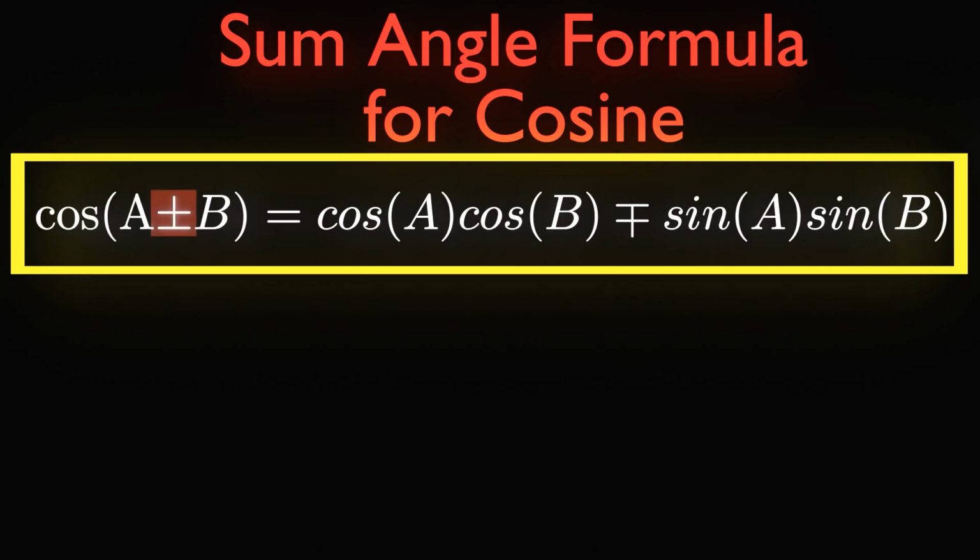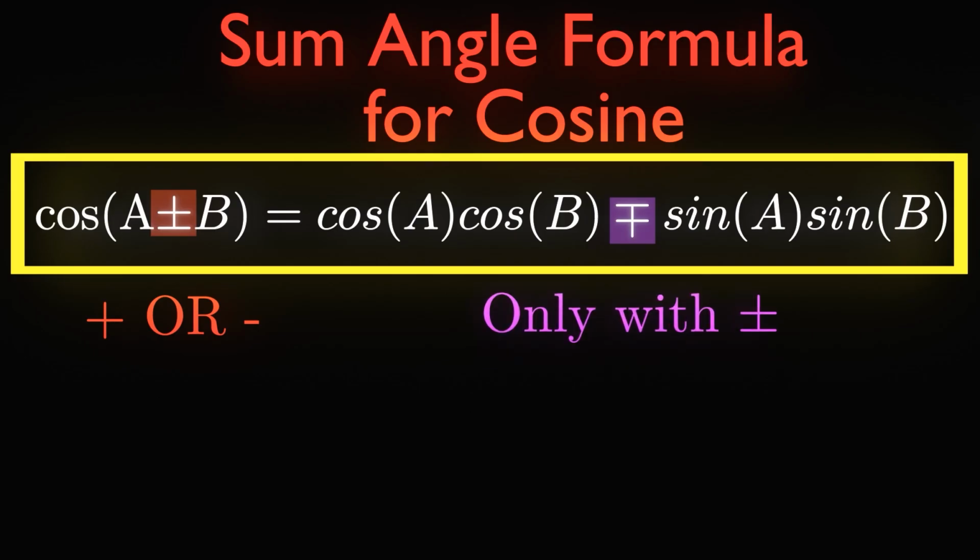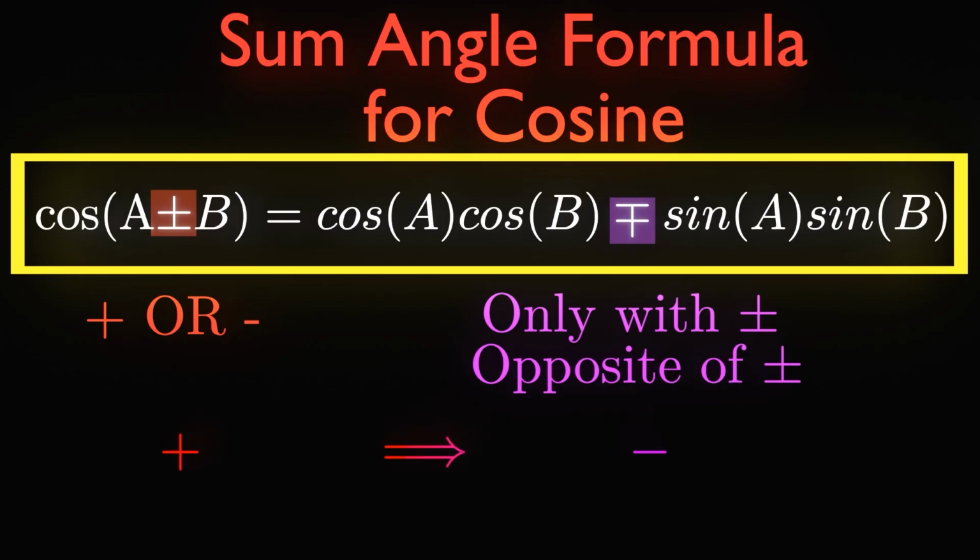Also, this symbol is plus minus, meaning either plus or minus, and this symbol is minus plus. There's a difference. Basically, minus plus always comes with a plus minus, and it means that the symbol is the opposite of the plus minus. So when this is plus, then the minus plus symbol turns to a minus, and vice versa, of course.